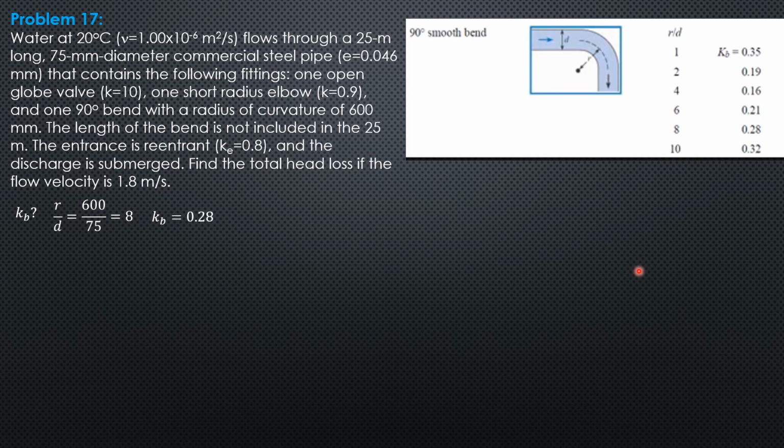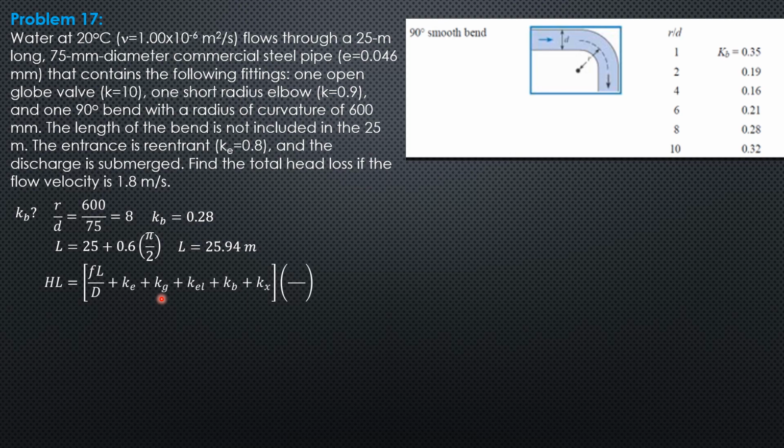So the head loss, the length is 25 meters plus the length of the bend portion, which is radius of curvature 0.6 meter times 90 degree or pi over 2 radians. Radius times central angle, remember. So 25.94 meters.